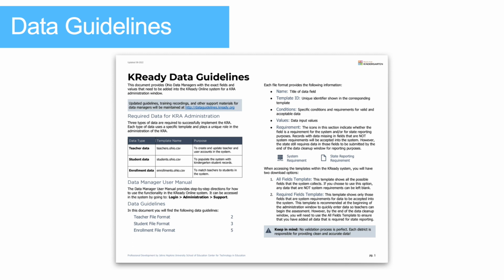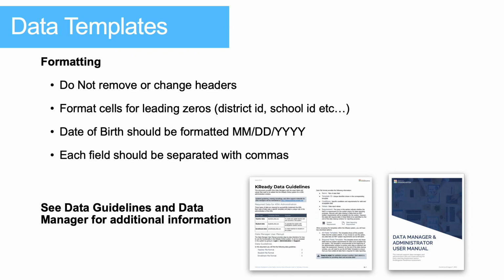Instructions for the templates can be located in the data guidelines document. The templates are available in the bulk loader section of the KReady system, and we will demonstrate how to access that in this session. It's important to remember that when formatting the templates for loading into the system, you need to remember the following things here. First, do not remove or change any of the headers. So when you download these templates from the system, do not change the headers or anything. The information will be distorted and will not load properly in the system if you do.